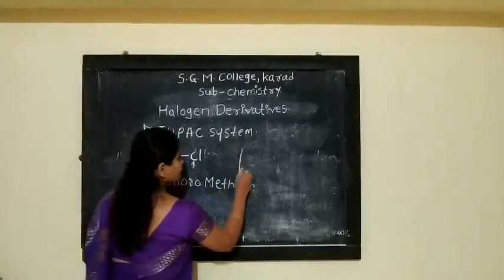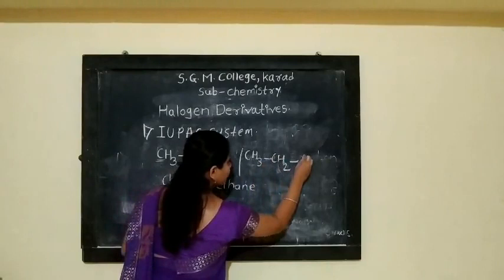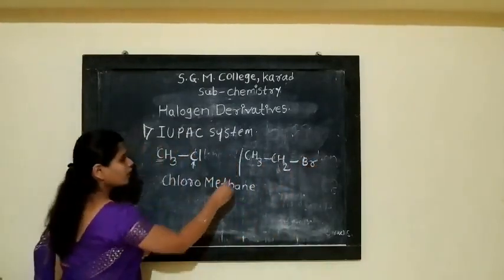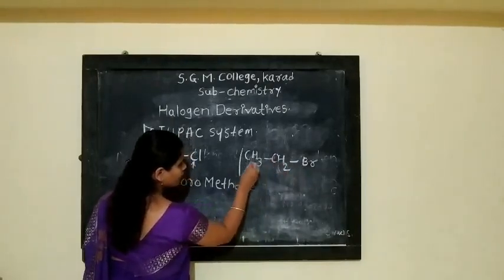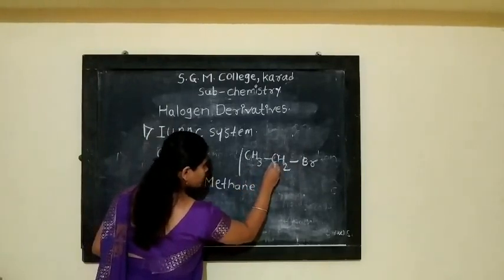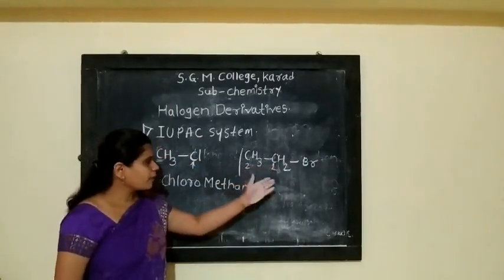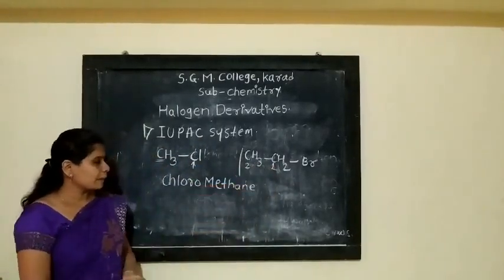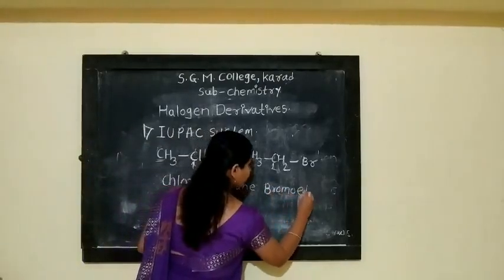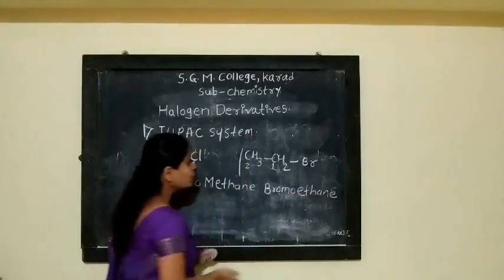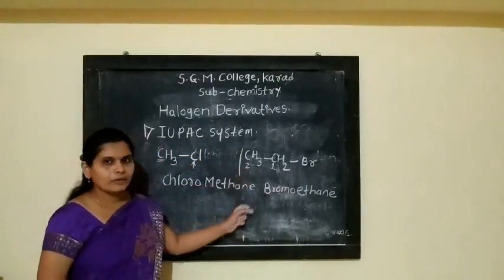Another example is CH3CH2Br. Here only two carbon atoms are present, so bromine is attached to this carbon atom. Here there is no need of numbering because there are only 2 carbon atoms present. So the name of this compound is bromoethane. While you give the name to the compound, you must write the first letter of that compound as a capital letter.